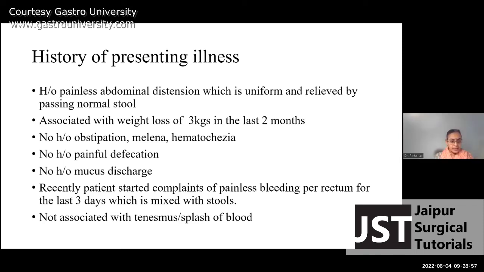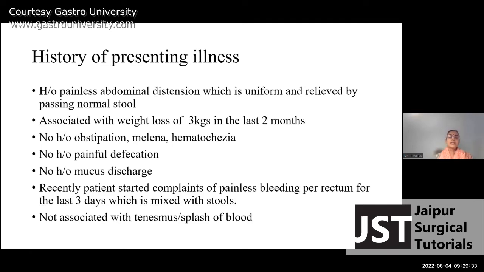Sir, can I interrupt? Yes, please. Mounica, if I heard correctly, you said that a history of painless bleeding per rectum for the last 3 days, which is mixed with stools, indicates a carcinoma. Did you say that, Mounica? Yes, ma'am. No, beta. That is not true. So I think you are biased because there is a positive family history of malignancy. But an 8-year-old child who has a history of chronic anemia and who has painless bleeding per rectum, your first diagnosis will again be a polyp.